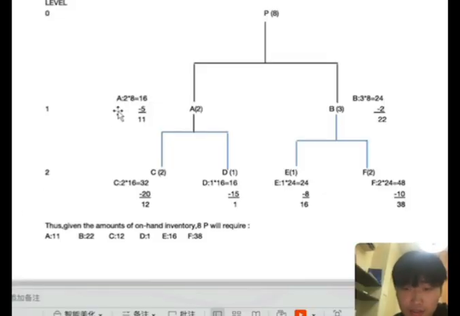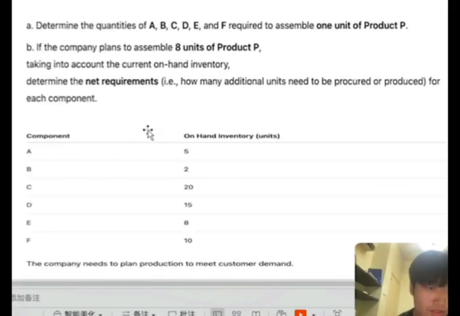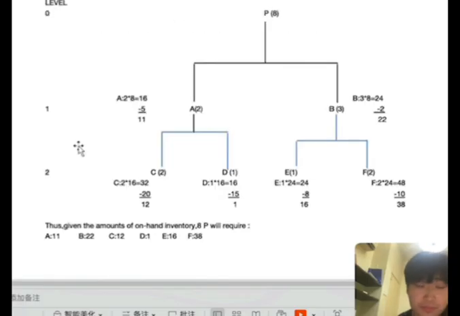For instance, 8 units of P require 16 units of A, but since there are 5 units of A in inventory, we can see in the photo, we have 5 inventory A, 2B, 20C, and so on. So the net requirement for A: 1P requires 2A, so 8P require 2 times 8, 16A. But A has 5 inventory, so the net requirement for A is 16 minus 5 inventory equal to 11.